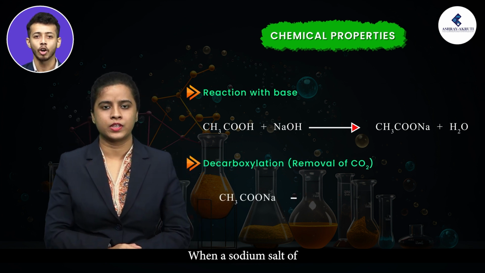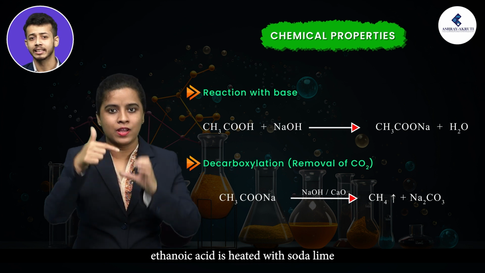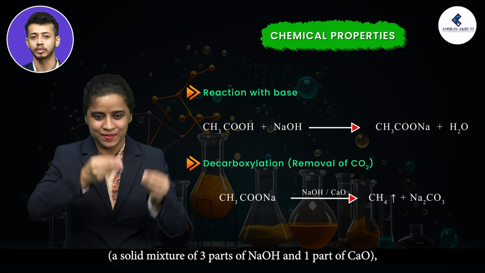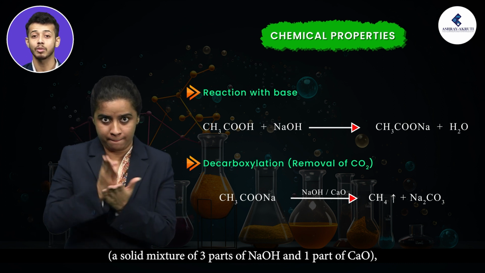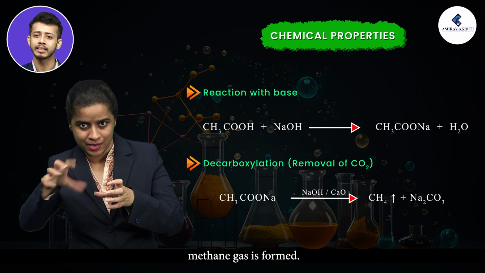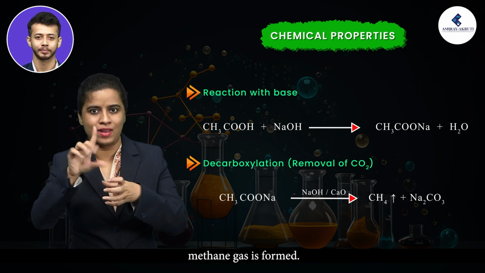When a sodium salt of ethanoic acid is heated with soda lime, a solid mixture of 3 parts of NaOH and 1 part of CaO, methane gas is formed.